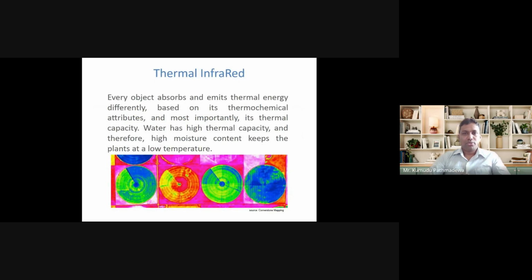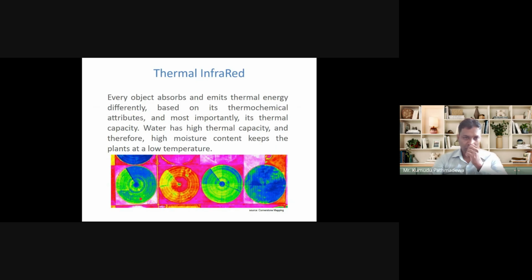Okay, so every object absorbs and emits thermal radiation depending on its material and temperature. For example, water has high thermal capacity and keeps plants cooler. This property allows us to detect water stress in crops using thermal sensors. So as you can see this image.